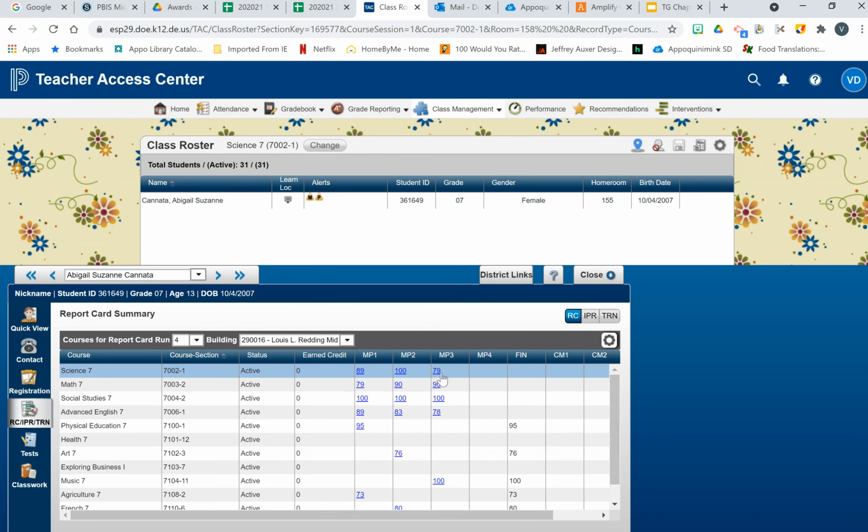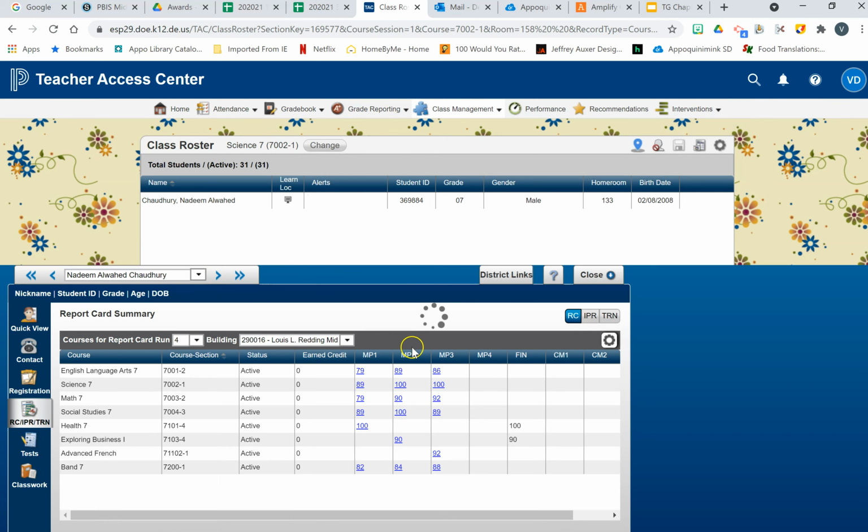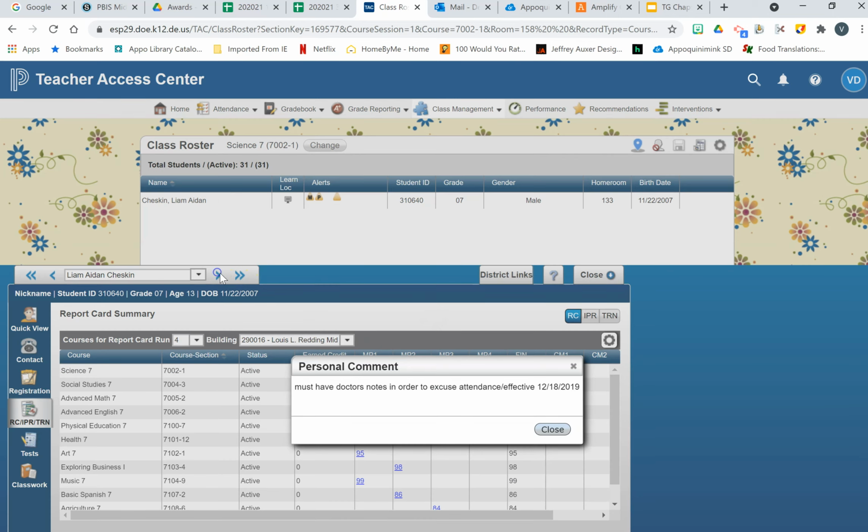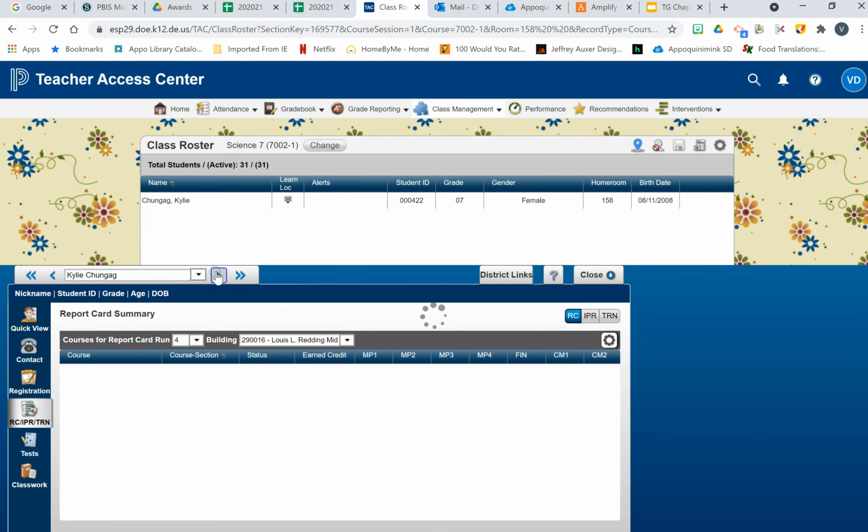The student dropped, so immediately go to the next one. As soon as you see a drop, the student dropped, you can go to the next one. The student dropped, you can go to the next one. It's that quick.